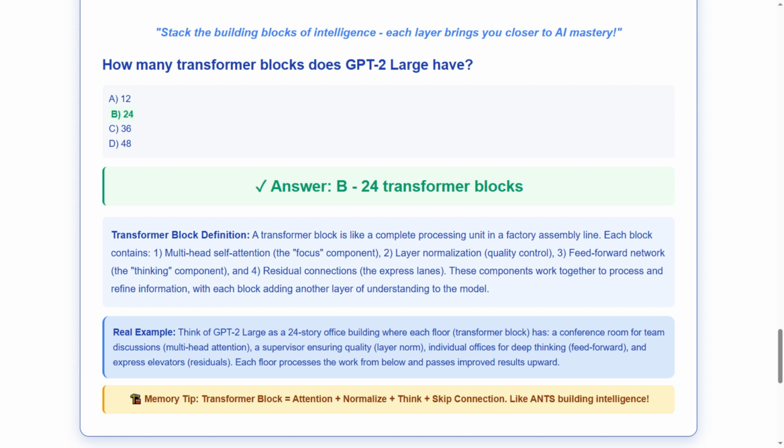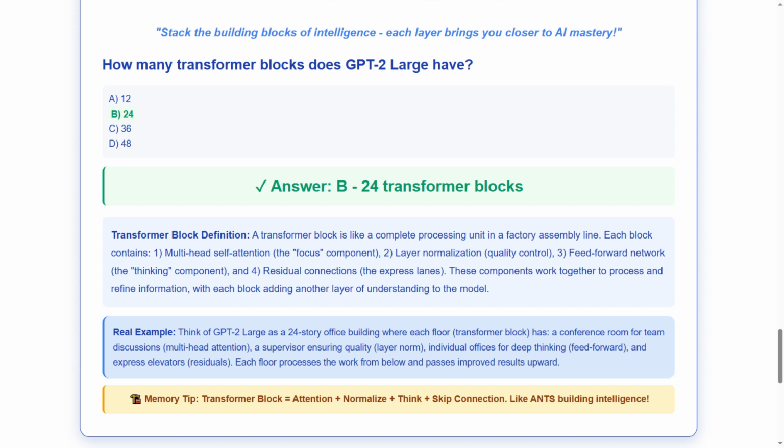A transformer block is like a complete processing unit in a factory assembly line. Each block contains, first, multi-head self-attention, which is the focus component. Second, layer normalization, which provides quality control. Third, feed-forward network, which is the thinking component. And fourth, residual connections, which are the express lanes. These components work together to process and refine information, with each block adding another layer of understanding to the model. Each block creates a complete processing unit.